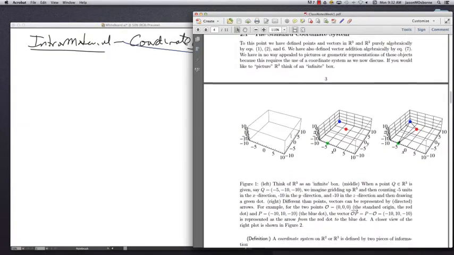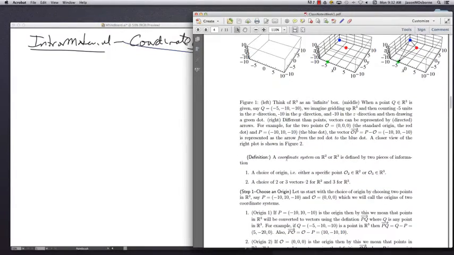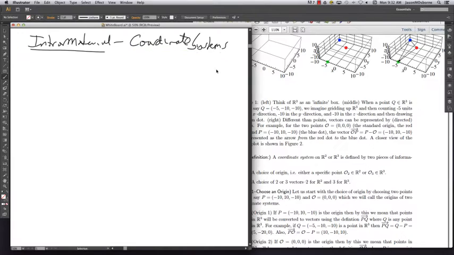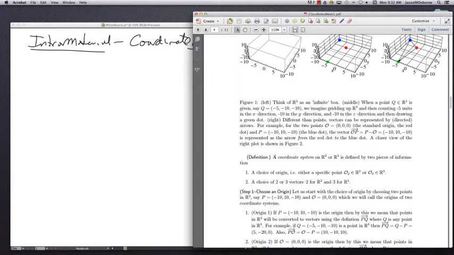Okay, so let me get into it. You can read here. I think the first thing to notice is the definition according to the textbook, according to our notes here. A coordinate system on the space R2 or R3 consists of two pieces of information. It consists of the choice of a specific point, which is called the origin, and consists of two or three vectors. If you want a coordinate system on R2, you need to choose two specific vectors. And if you want a coordinate system on R3, you need to choose three specific vectors.